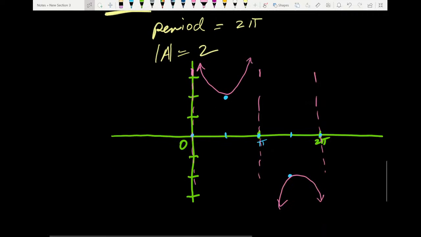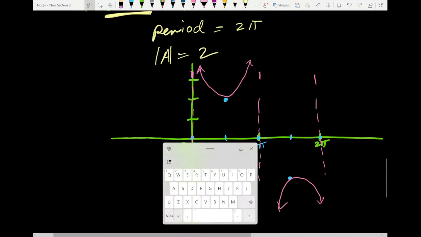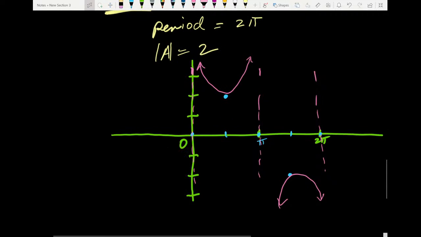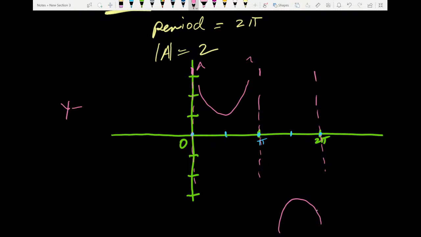Now, what does that -1 do? This -1 just shifts it 1 down. So I grab that, I shift it 1 down. And this is the graph of y equals 2 cosecant of x minus 1.